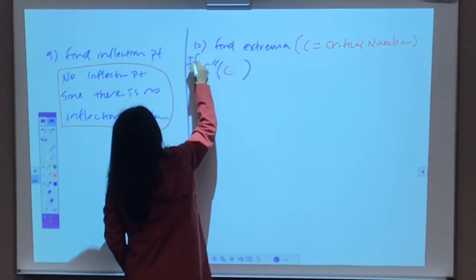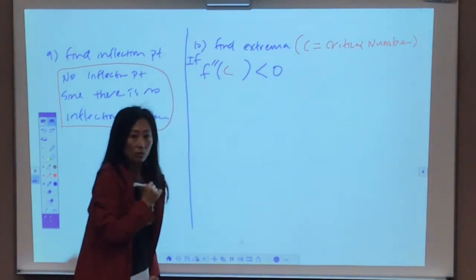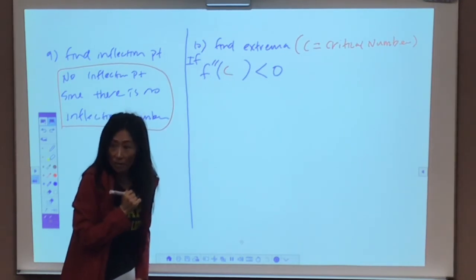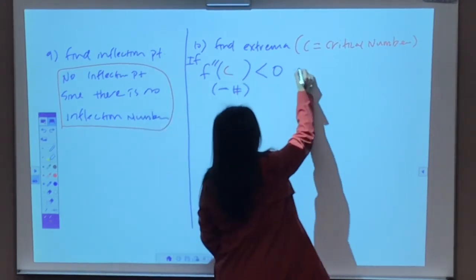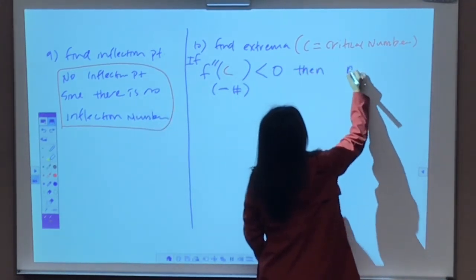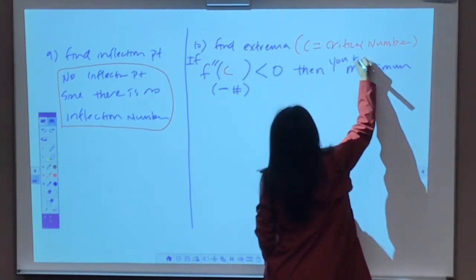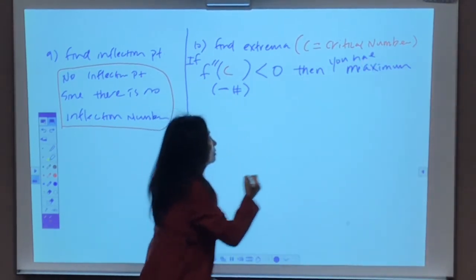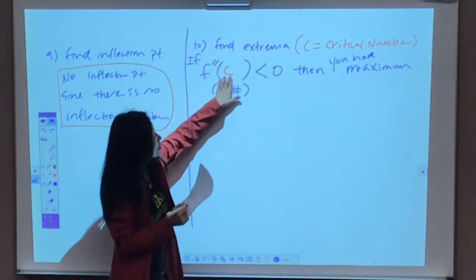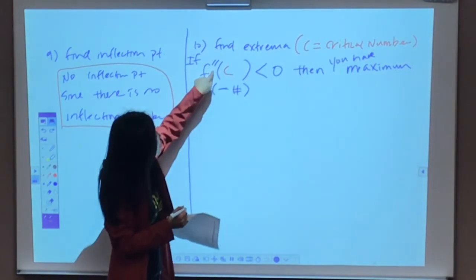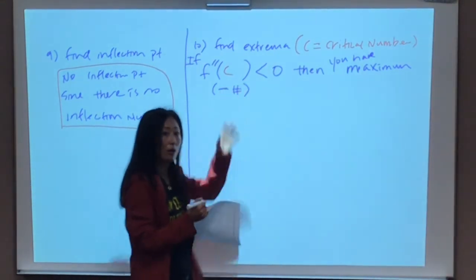Okay, if F double prime of C is less than 0, which means what? Negative number, are you with me? Then what do you have? You have a maximum. Did you hear me? When your critical number, you plug into your second derivative, that is a negative number, what do you have? Maximum.